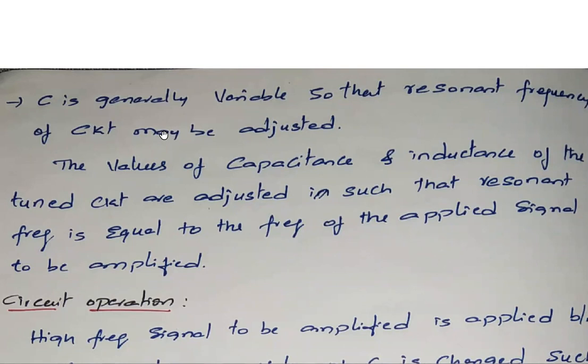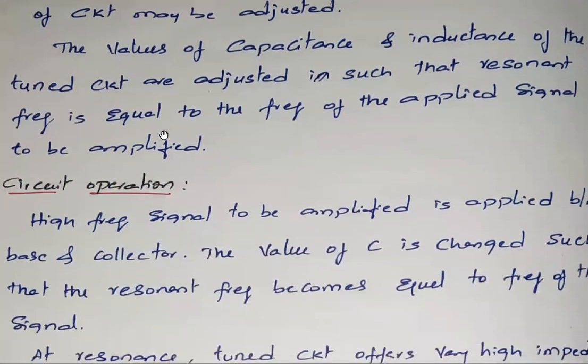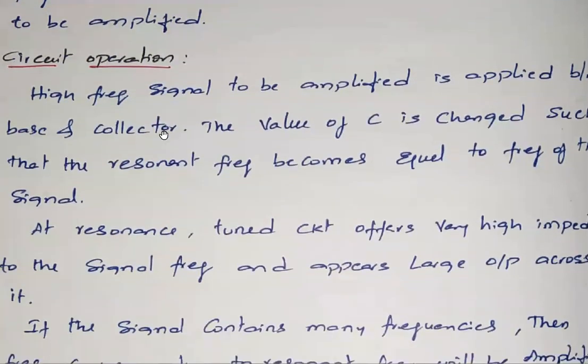At that point, the signal must be amplified. Where the two frequencies match and the resonance condition occurs, that particular frequency is the one we are going to amplify. That is called the center frequency of operation. That is the circuit construction and operation.